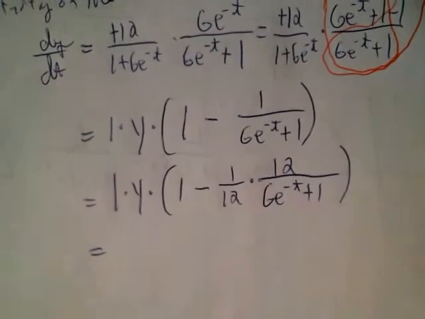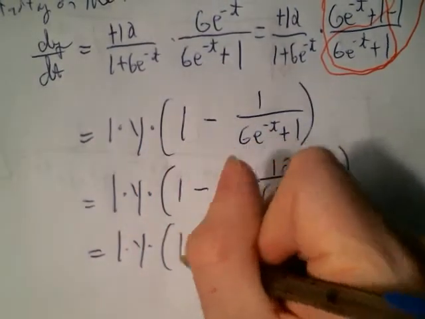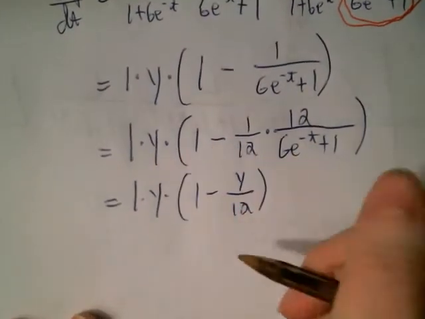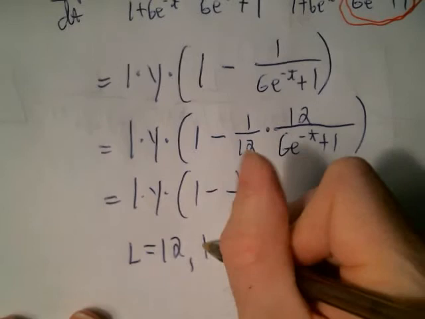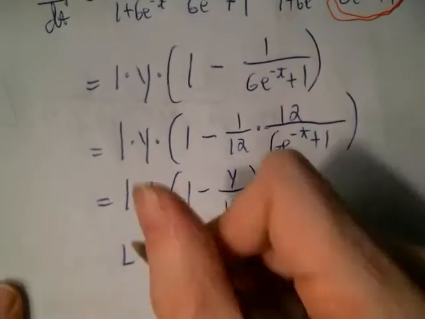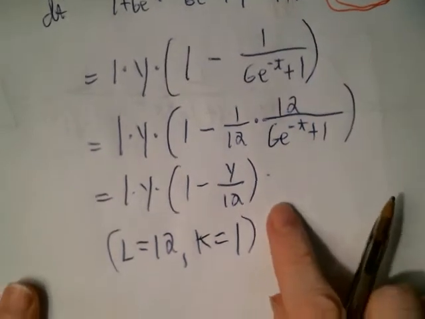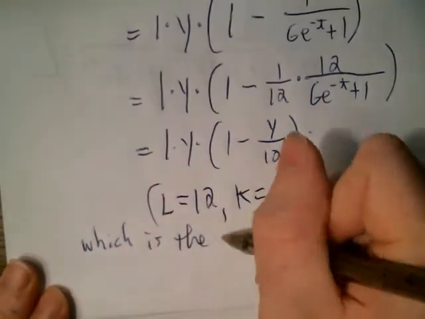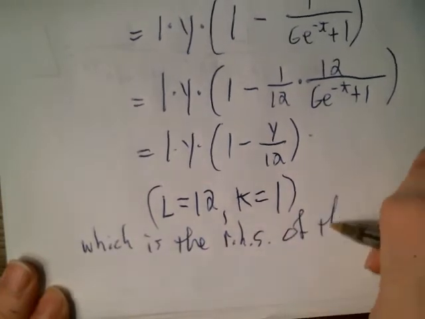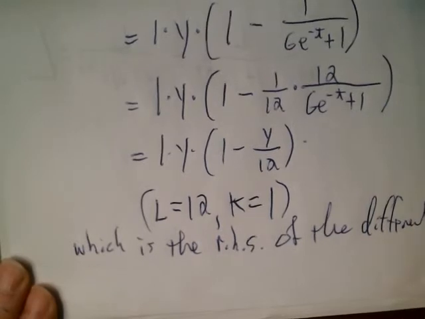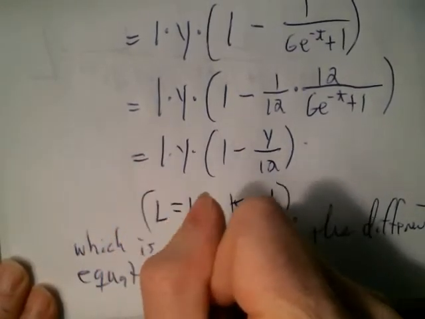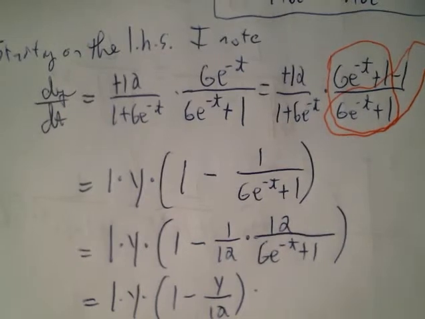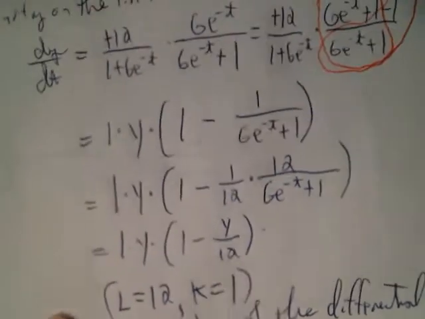Okay, so there's that. So what am I doing? It's 1 times y times 1 minus 1/12 times y, so it'd be y over 12. So at the end of the day, your limiting capacity here is 12. Your k value is just 1, and this equals the right-hand side of the differential equation, which is what you want to show. Okay, so there's that. A little bit of tricky business here with some of the algebra, but hopefully I didn't lose you.